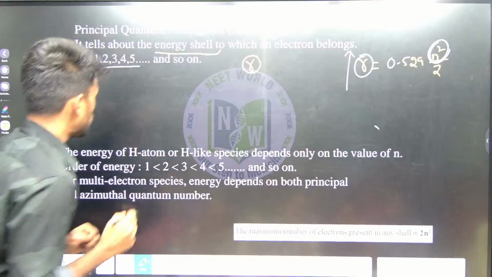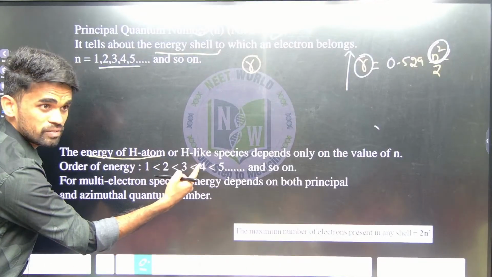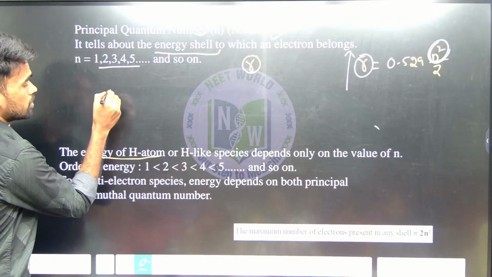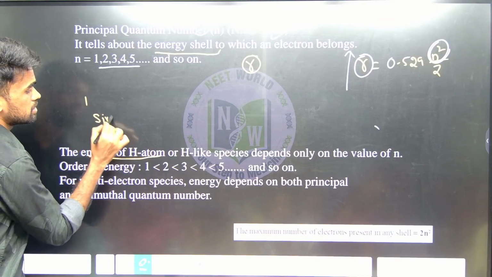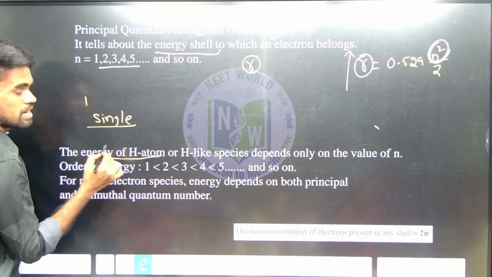Next one, energy of the electron we can say. Now there are 2 systems. One is the single electron system. Give some examples for single electron systems.